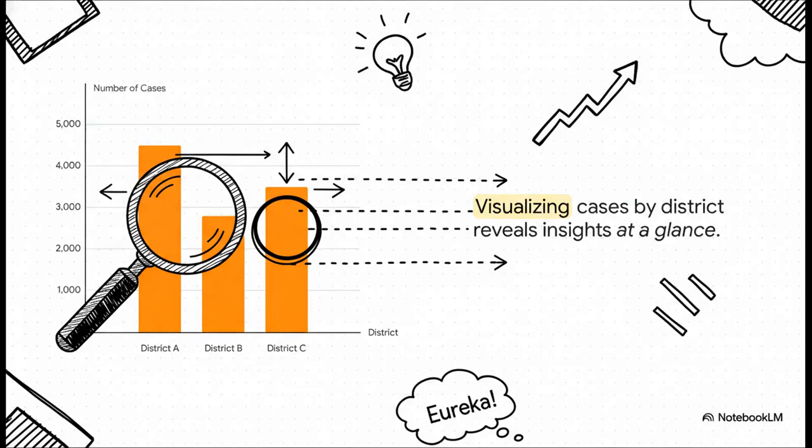And here it is. This is the magic of a good visualization. Forget staring at a table of numbers. With a simple bar chart like this, you can instantly see the story. It's crystal clear that District A has way more cases than the others. That's an insight that was totally buried before, but now it's jumping right off the screen. You just can't miss it.